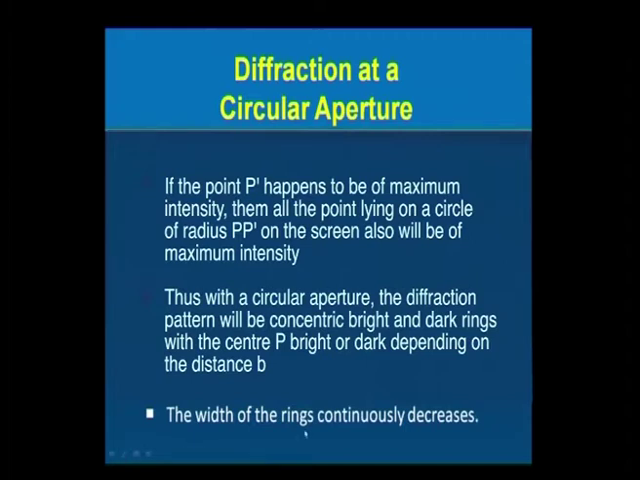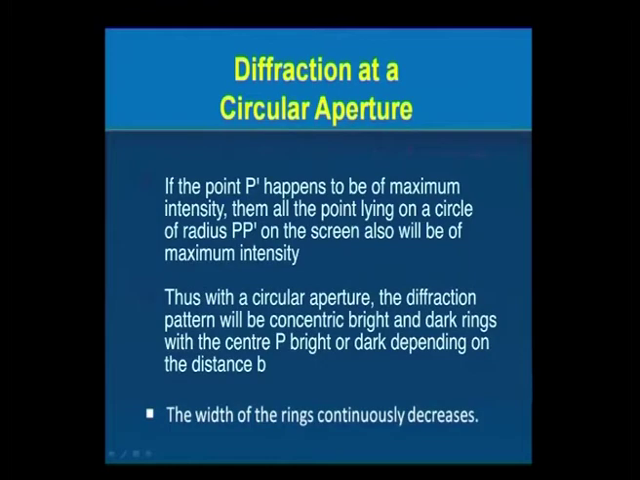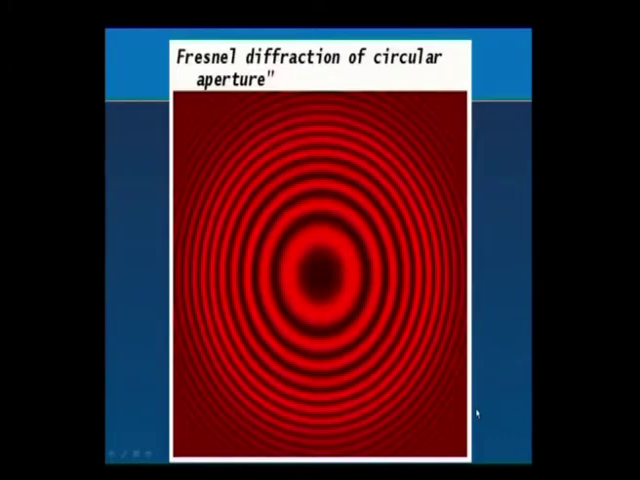The width of the rings continuously decreases. I will show the picture where you will see the width of the rings continuously decreases. You see the rings coming closer to each other, right? This is the frontal diffraction of a circular aperture, and the width of the rings continuously decreases.